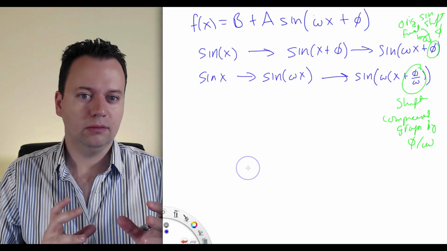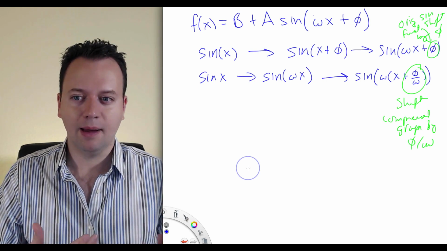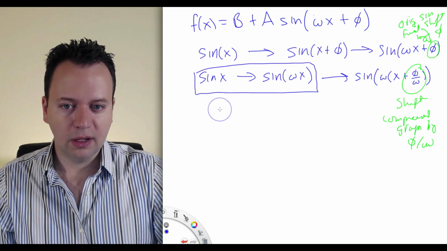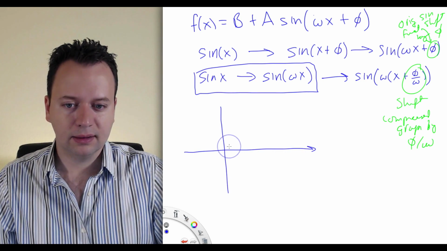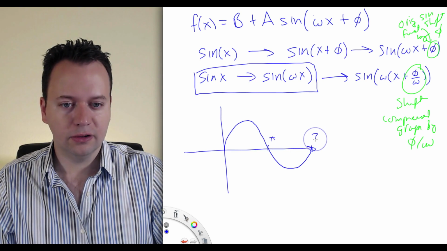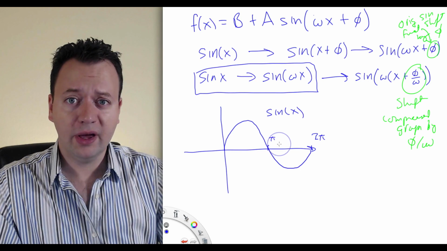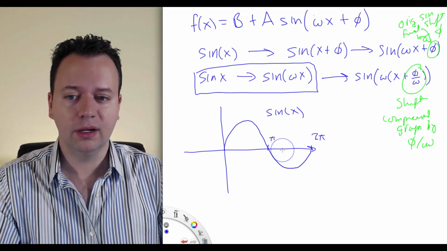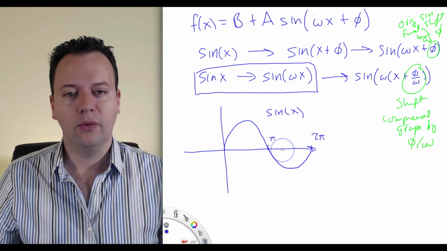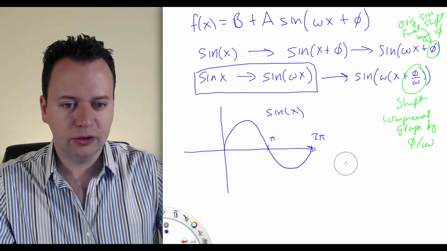It will make more sense once we look at just the graph and see what's happening with omega. So let's just look at this first. Let's say we have sine of x like that. So there's pi and there's 2 pi. And this is just sine of x. Now if we replace this with sine of omega x, what we're doing is applying a horizontal compression or a horizontal stretch, depending on whether or not omega is less than or greater than 1. So suppose that omega is equal to 2, for example.